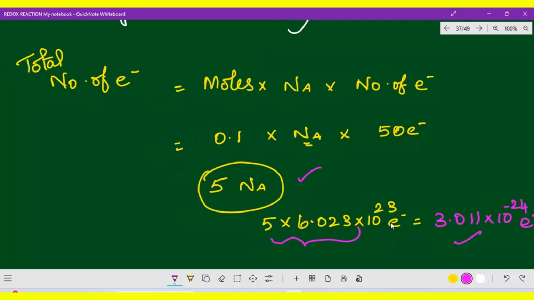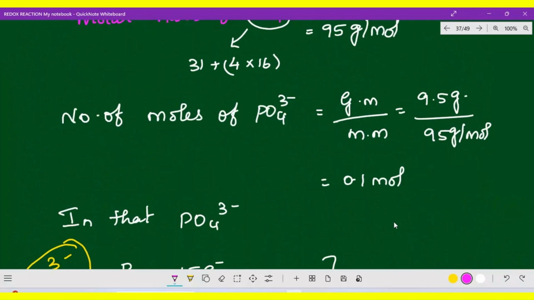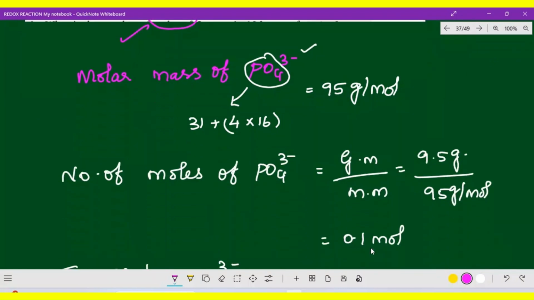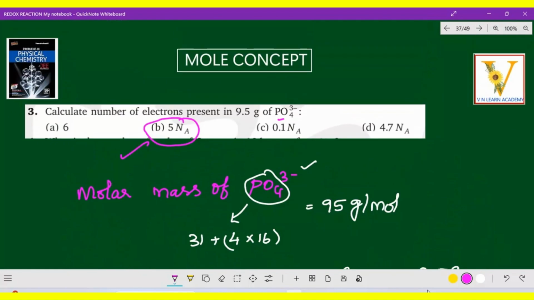Let us check the correct option. The options are given in symbol form without multiplying, so 5 Na is the correct option. I hope you got the clarity on how to go for it. Pause the video and check it once again so that you get the complete idea. Let us go to the next question.